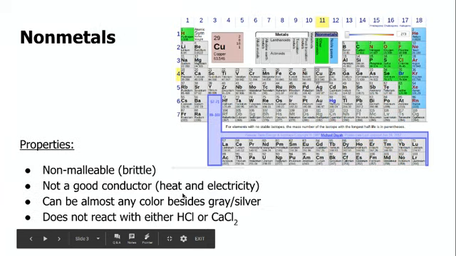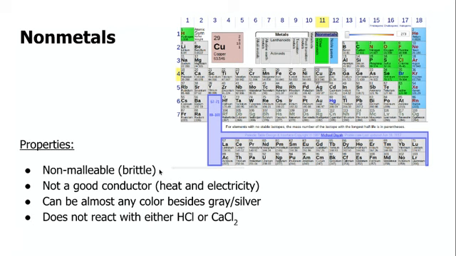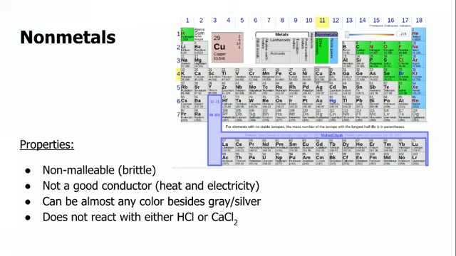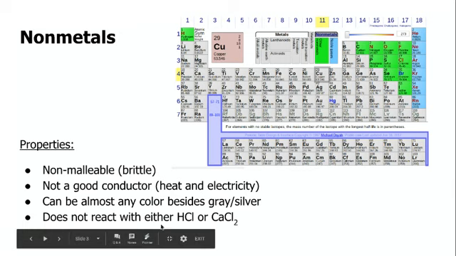Now, nonmetals are non-malleable, so they're the exact opposite. They're non-malleable, meaning they're brittle. They're going to shatter. They're not a good conductor, and they can be any color pretty much, besides that grayish or silver. So this could be a red, a yellow, black. We could have other colors. And these do not react at all with hydrochloric acid or calcium chloride.